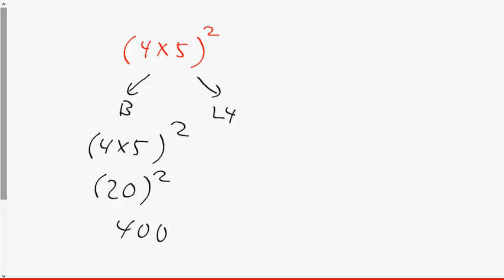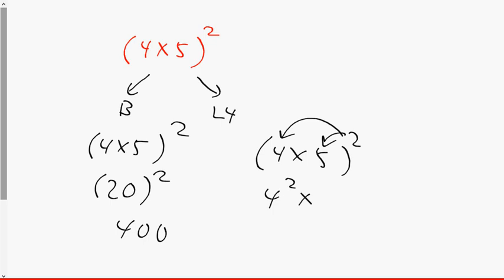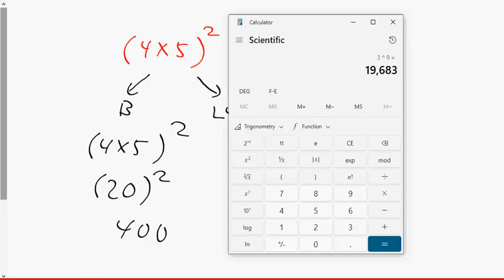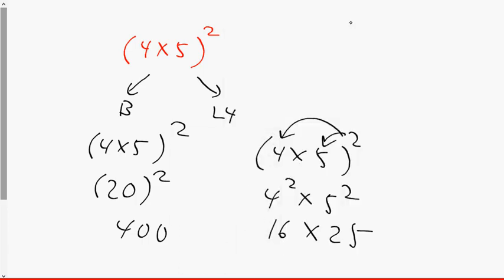When I solve it with law number 4, I can take my exponent of 2 and allocate it to each part, giving me the answer of 4 squared times 5 squared, or 16 times 25. And you guessed it, 16 times 25, you probably know the answer. 16 times 25 is 400. There is law number 4, exemplar.